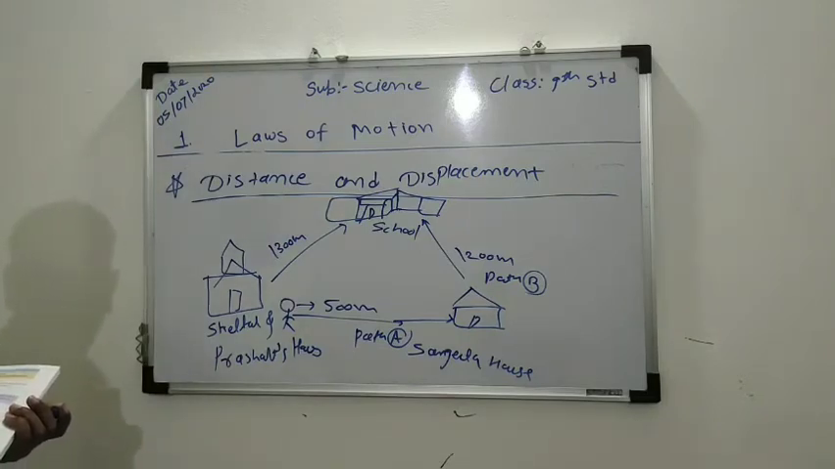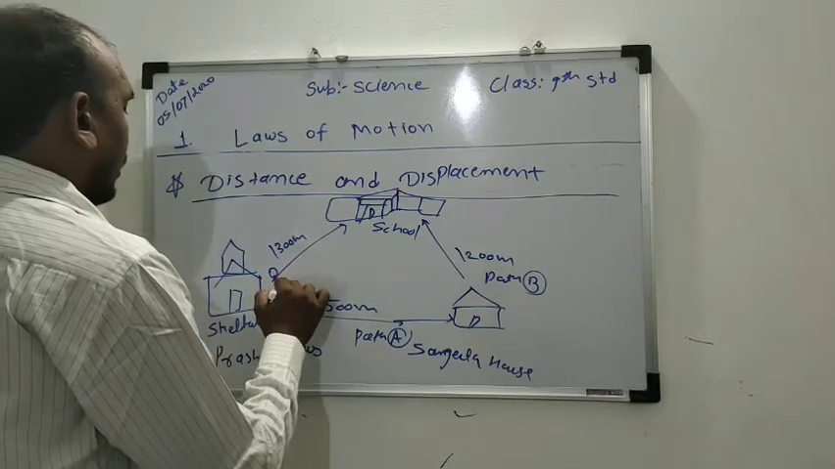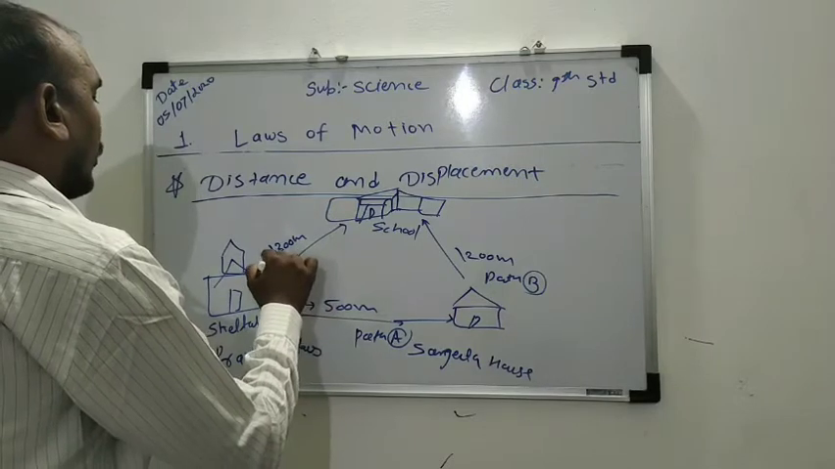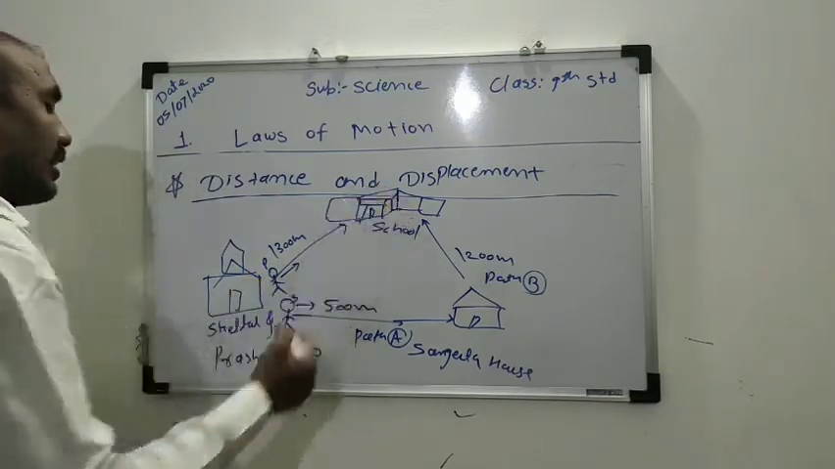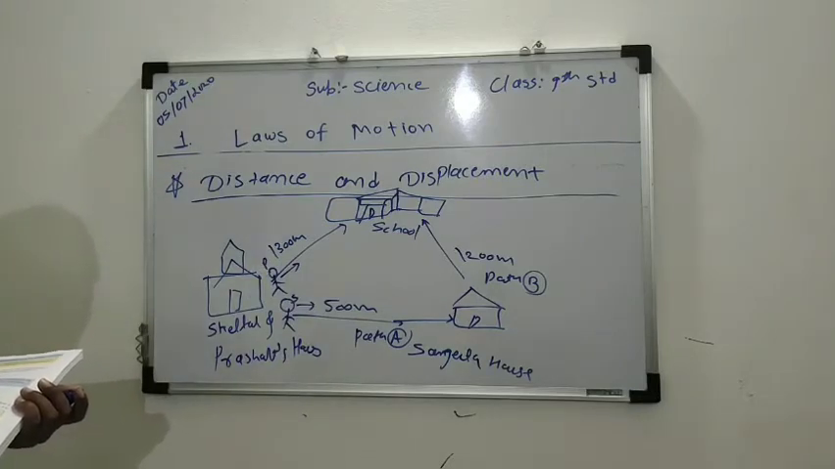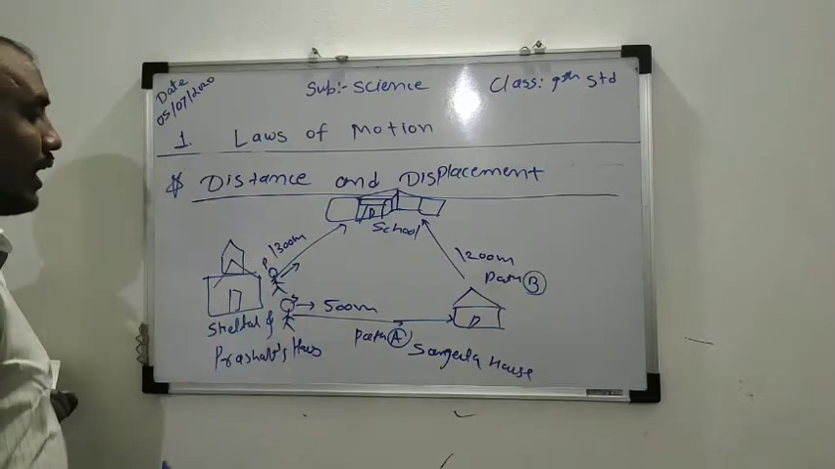The second situation is that Prashant went straight from home directly to the school. Here is Prashant. Both are walking at the same speed. Who will take less time to reach the school and why?